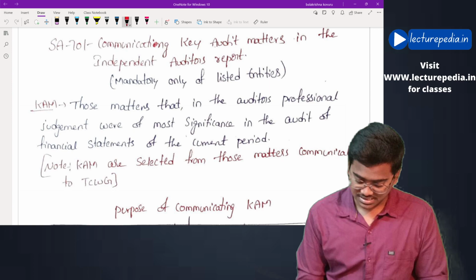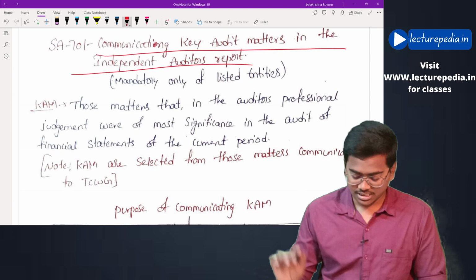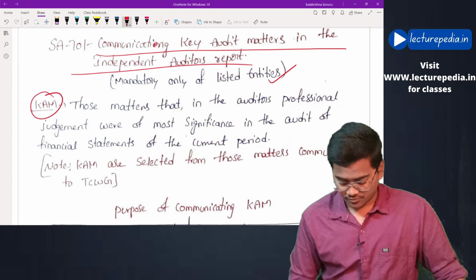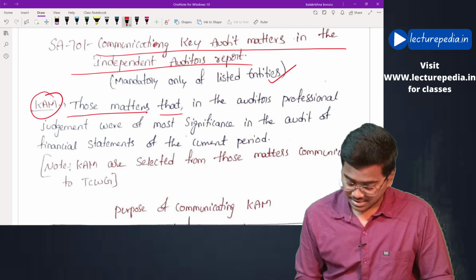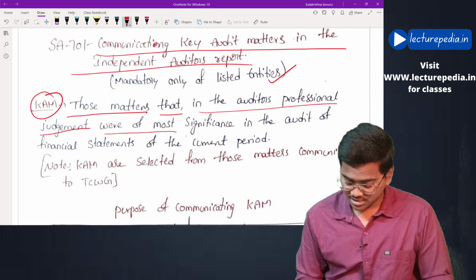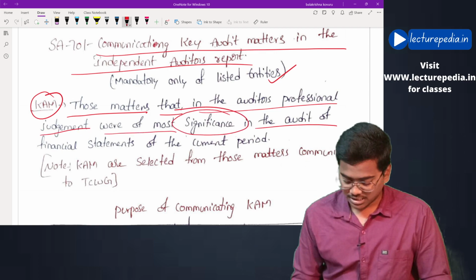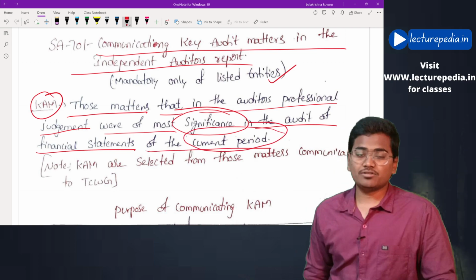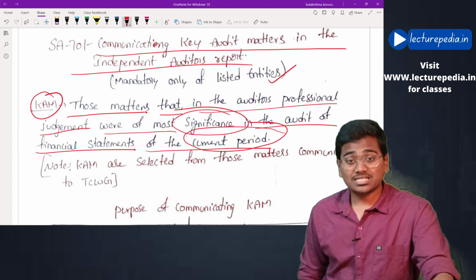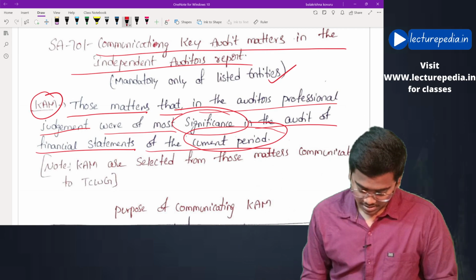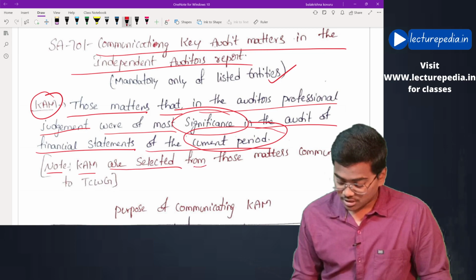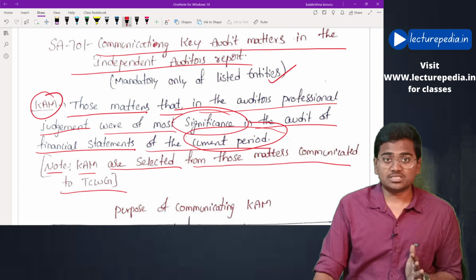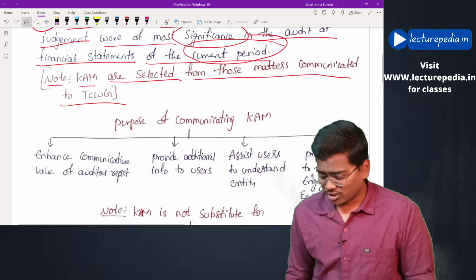Now let us see communicating key audit matters in the independent audit report. It is mandatory only for listed entities. Definition of key audit matters: those matters that, in the auditor's professional judgment, were of most significance in the audit of financial statements of the current period. How will the auditor select these matters? From those matters that are communicated to those charged with governance. Key audit matters are selected from those matters communicated to those charged with governance. Hope this is clear.